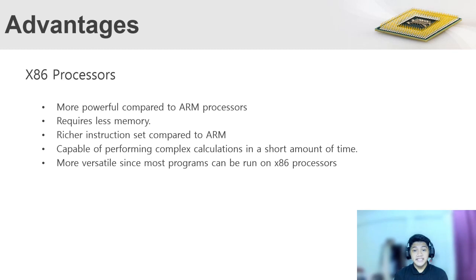I would like to present on the advantages of x86 processors. x86 processors are more powerful compared to ARM processors. It requires less memories, and it has a richer instruction set compared to ARM processors due to it having a longer development time. x86 processors are also capable of performing complex calculations in a short amount of time, and it is more versatile since most programs can run on this processor.